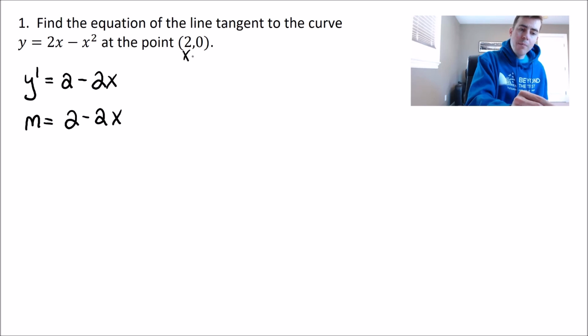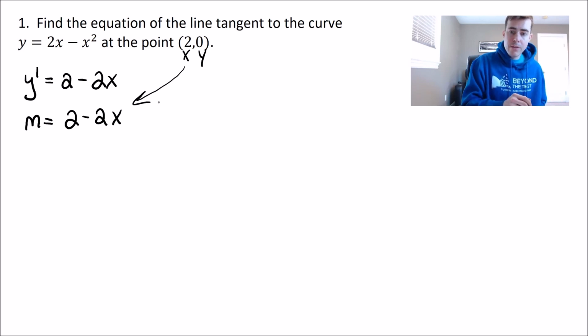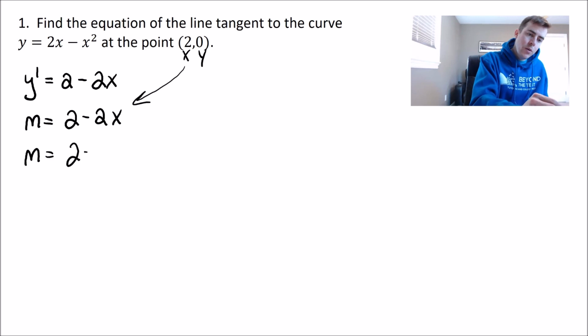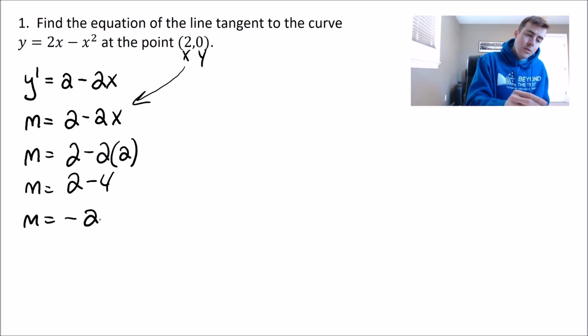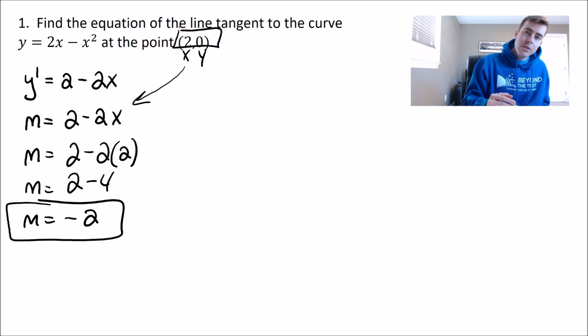So notice they gave you a point, an x and a y value. So you could just take the x value and substitute it in for the x in your slope. So this really is saying m is 2 minus 2 times 2, which then becomes the slope is 2 minus 4 or negative 2. So now you have your slope, and you also have this point that it goes through.